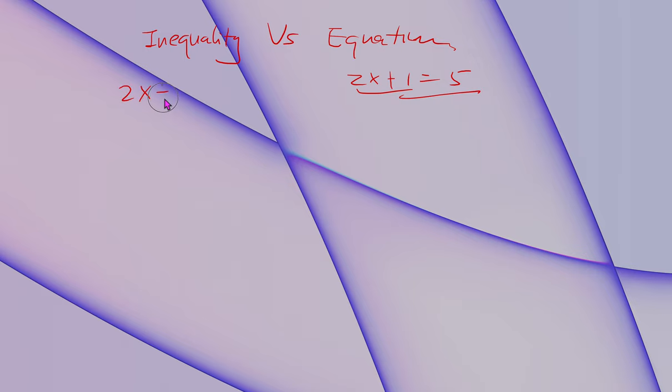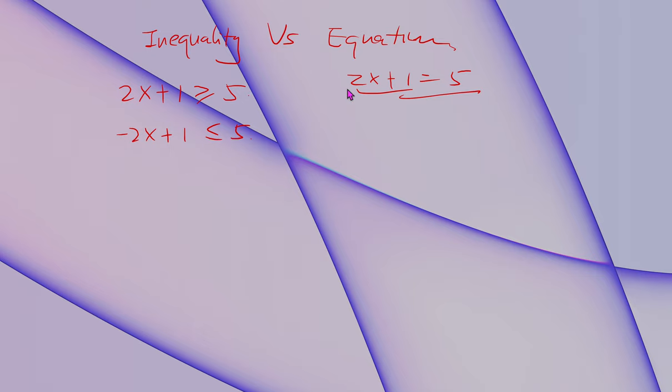So it's 2x plus 1 bigger than or equal to 5. Okay? How do you know it's an inequality? Because it has a bigger-than sign, or a smaller-than sign. So it can be like this. These two are inequalities, because you see a bigger sign or a smaller sign. Over here, there is an equal sign, so it's an equation.